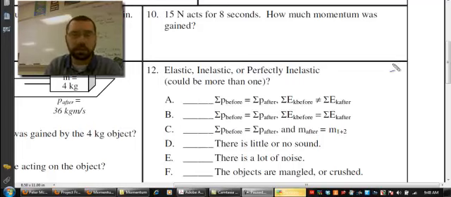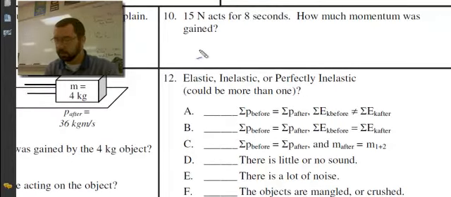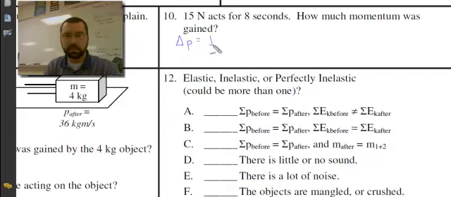Okay, so number 10 says a 15 Newton force acts for 8 seconds, and we want to find out how much momentum was gained. So remember that how much momentum is gained is basically delta P, change in momentum, and that's equal to impulse as well. Impulse is equal to force times time. So 15 newtons times 8 seconds is going to be equal to 120 kilogram meters per second.